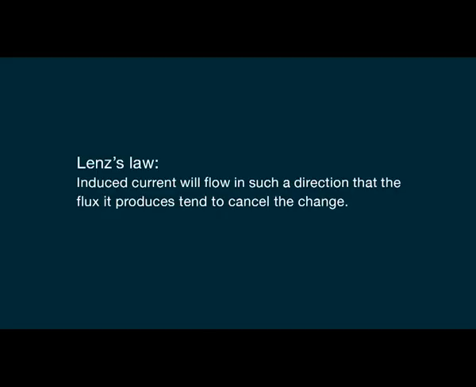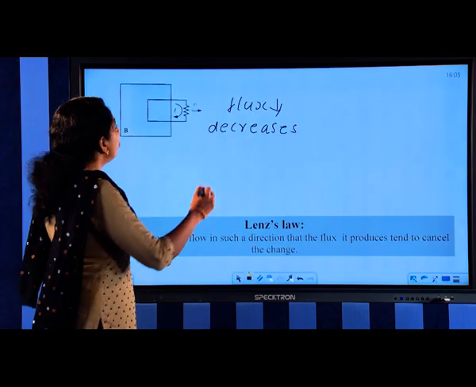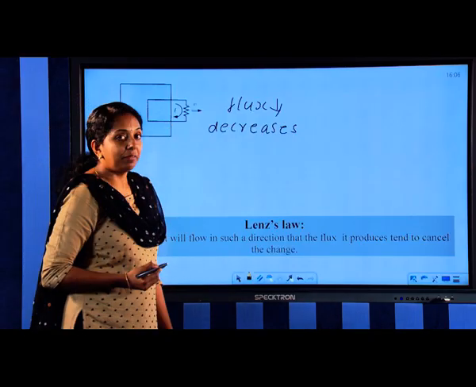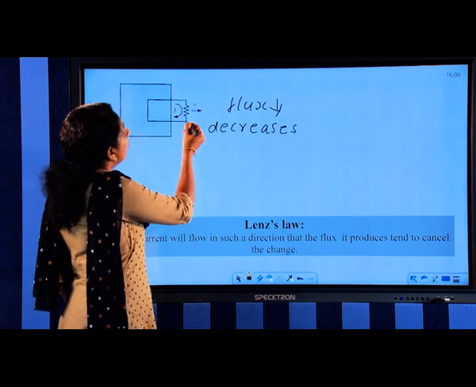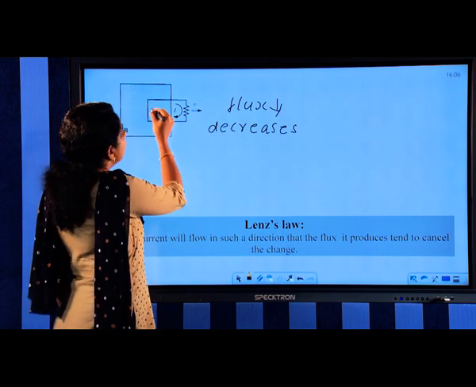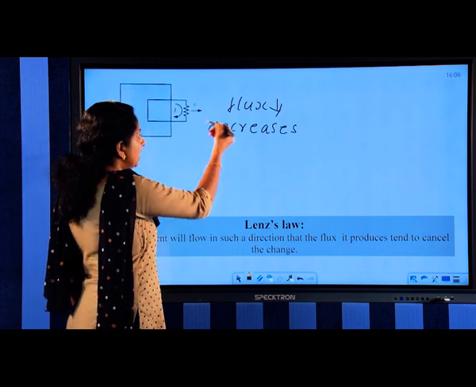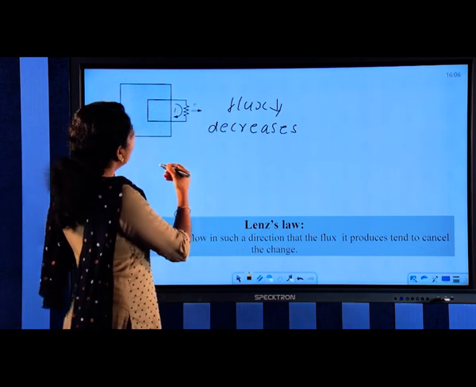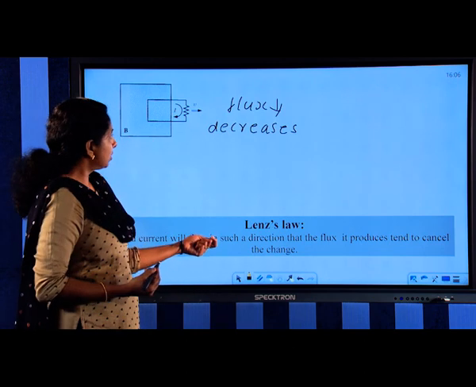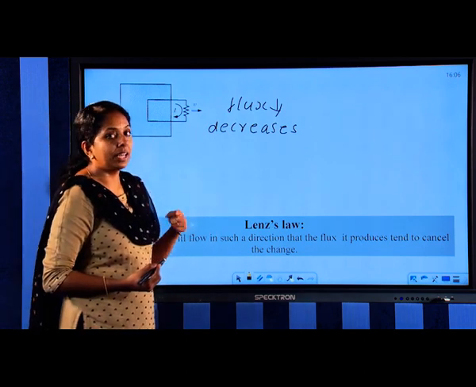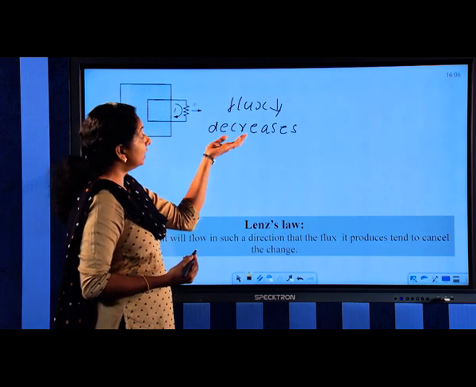It states that the induced current will flow in such a direction that the flux it produces tends to cancel the effect. That means, the induced EMF will be produced in such a direction to oppose the change in flux. When we move the loop to the right with some speed v, the flux associated with the loop decreases because the area inside the magnetic field region keeps decreasing. So, according to Lenz's law, an EMF will be induced in such a direction to oppose the change in flux.